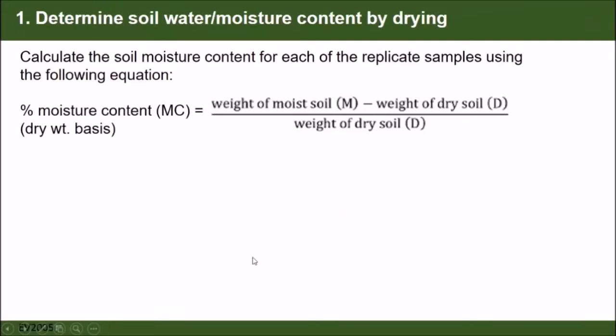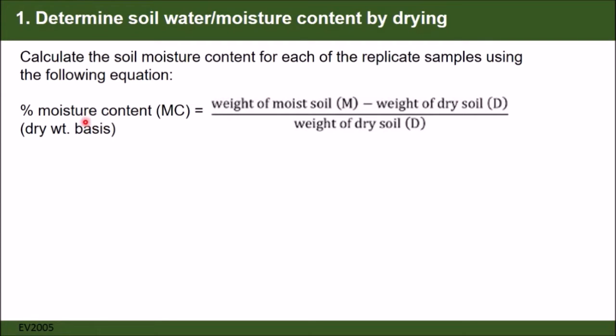Okay, let's start with the determination of the soil water, or soil moisture as it's sometimes called, content by drying. This is quite a simple method. You just compare two weights with each other. You calculate the soil moisture content for each of the replicate samples using the following equation.